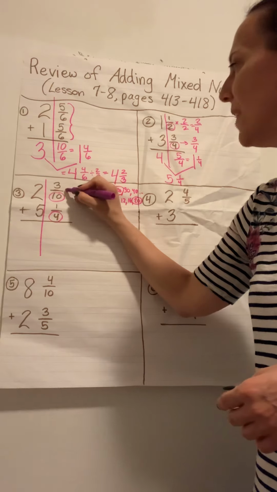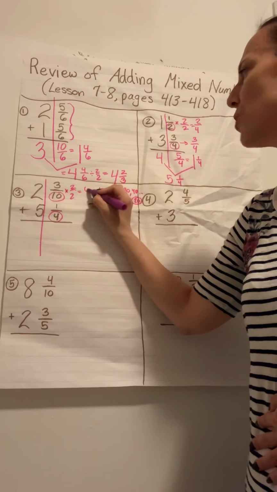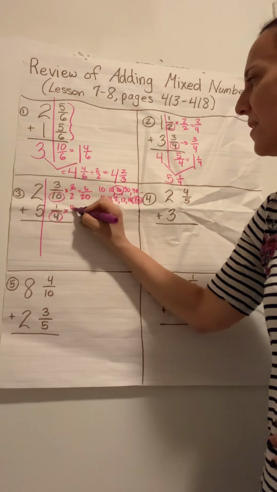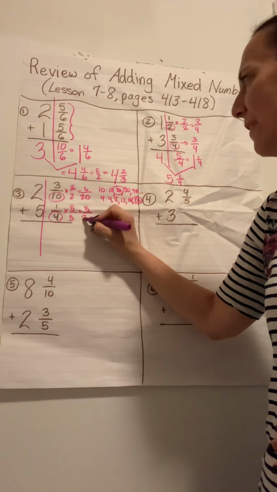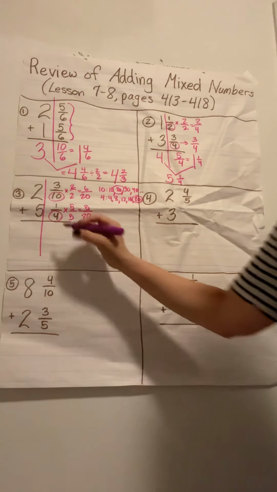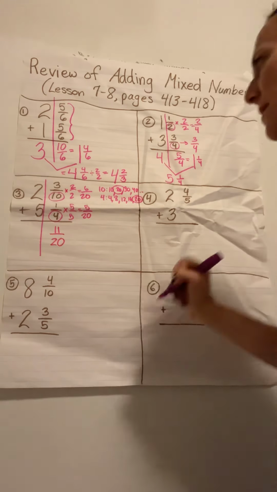So to get to 20, I would have to multiply the tenths times 2 over 2, which would give me 6 20ths. And I would have to multiply the fourths times 5 over 5, which would give me 5 20ths. So now I can add 6 20ths plus 5 20ths. This side would be 11 20ths.